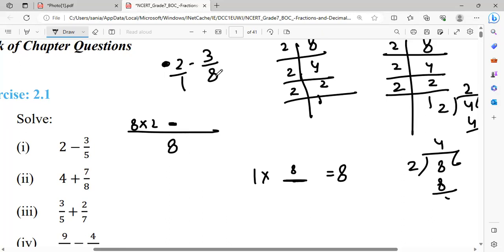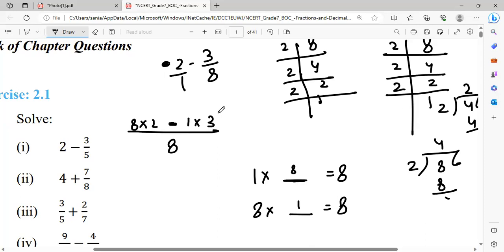Now coming to the next part. 8 should be multiplied with which number that you get 8? 1. So you will write here 1. Multiply by whatever the numerator is. 3. Till here it's clear?